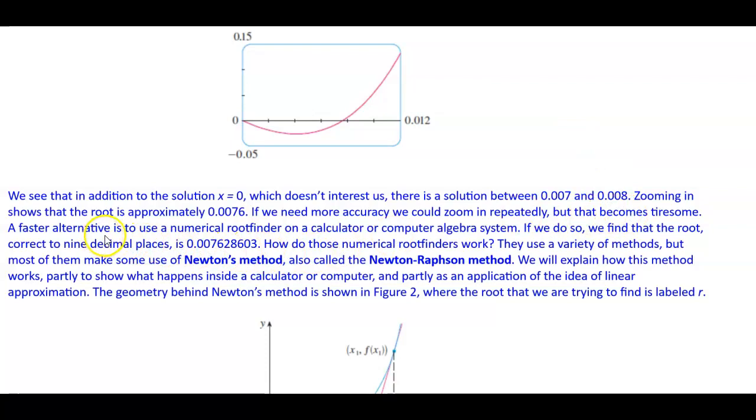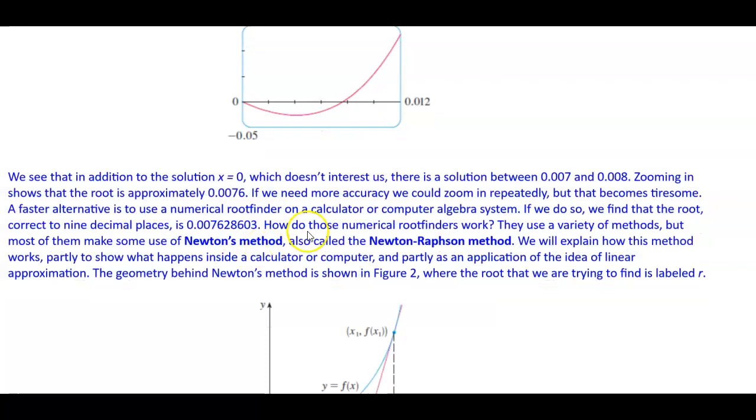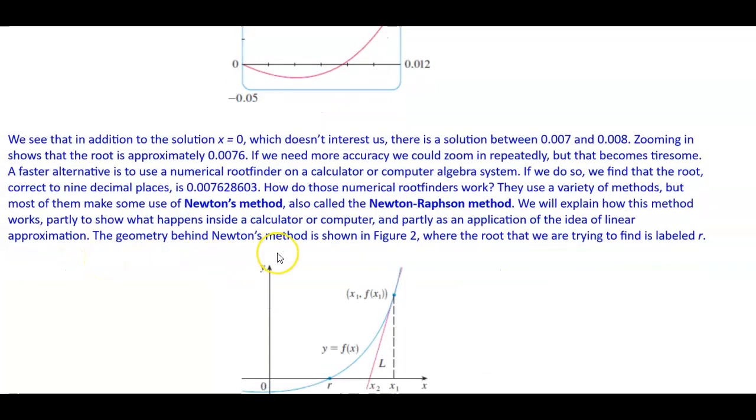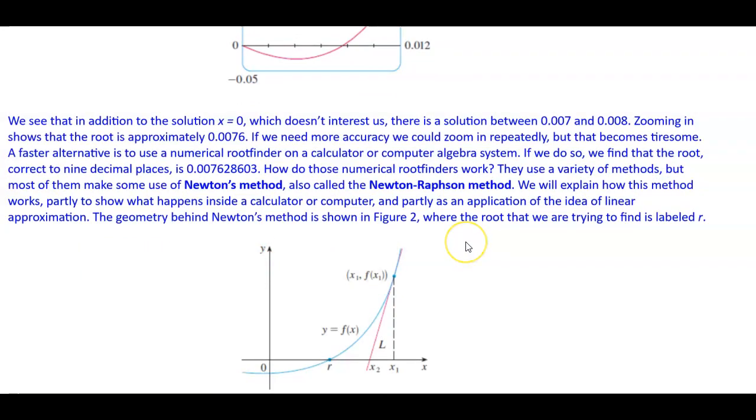A faster alternative is to use a numerical root finder on a calculator or computer algebra system. If we do so, we find that the root, correct to 9 decimal places, is 0.007628603. Now, how do those numerical root finders work? They use a variety of methods, but most of them make some use of Newton's method, also called the Newton-Raphson method. We explain how this method works, partly to show what happens inside a calculator or computer, and partly as an application of the idea of linear approximation.